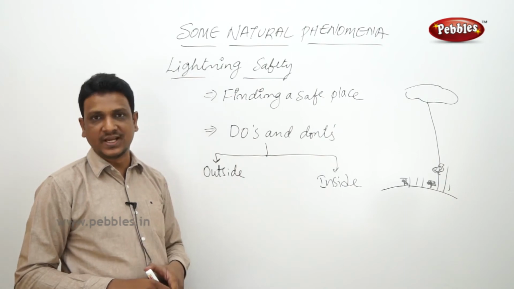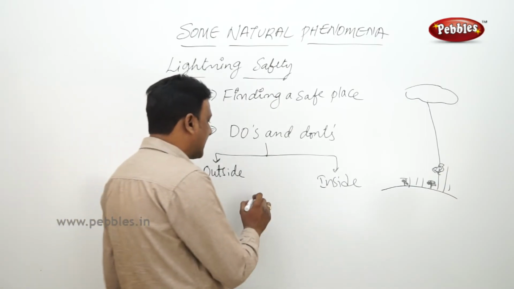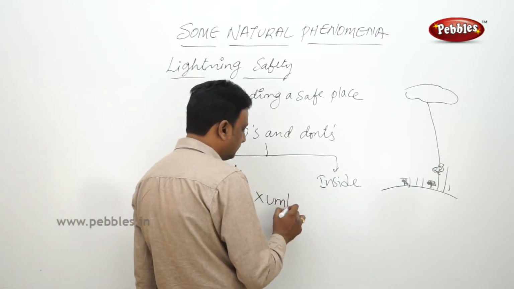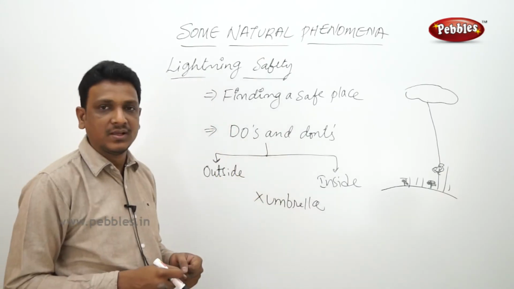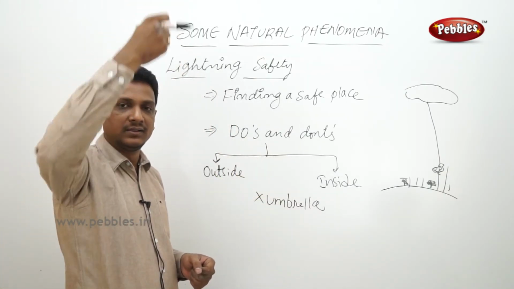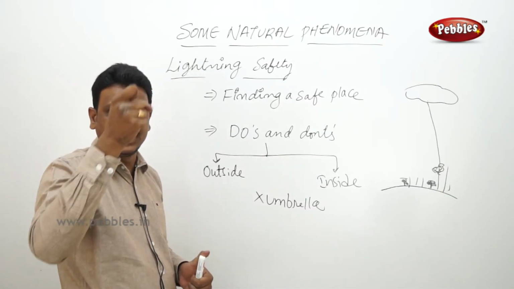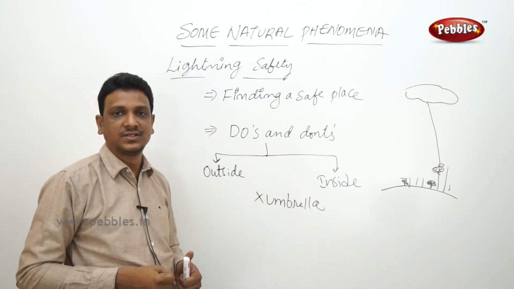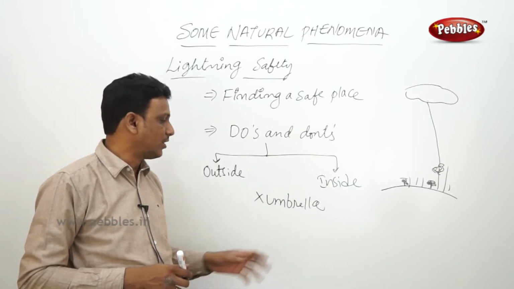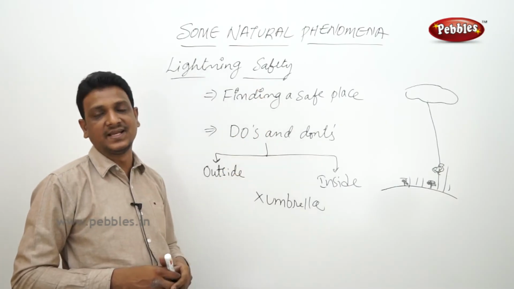It is raining outside. It is lightning outside. Never carry an umbrella, because an umbrella will have a metal frame. If you are carrying an umbrella, there are more chances for the lightning to strike it. You get the charge. Do not carry an umbrella when there is thunder and lightning while it is raining.